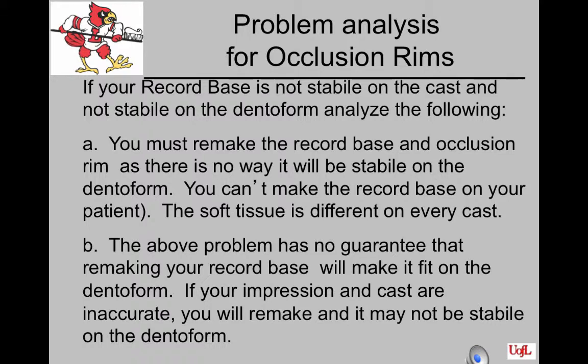If your record bases are not stable on the cast or on the Dentoform, you need to think about the following. First of all, you must make the record base an occlusion rim again, as there's no way that you can make it stable on the Dentoform if it never fit the cast either. And you certainly can't make the record base on the Dentoform or on your patient. The above problem has no guarantees that remaking your record base will make it fit on the Dentoform. If your impression and cast were inaccurate, you will remake the record bases on your cast, and there's still a possibility that it may not be stable on your Dentoform.